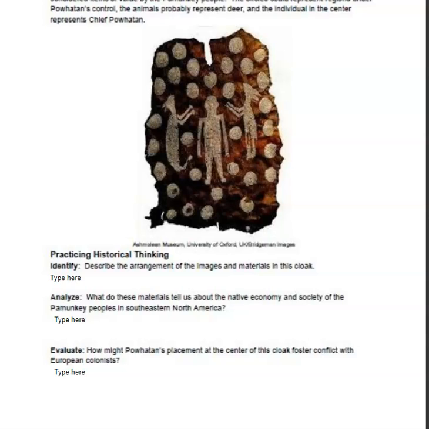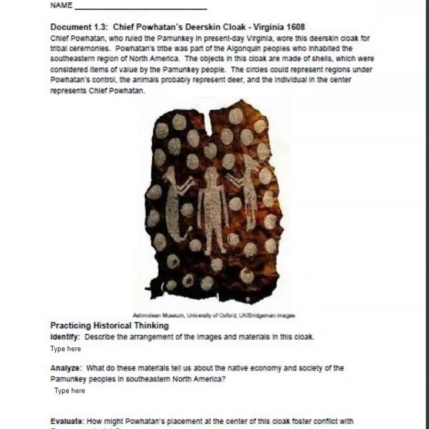So go ahead and do these next 2 documents, and then you're going to be assigned document 1.4, 1.5. And then we'll talk about that skill they want you to look at on page 9 of your book, continuity and change over time.